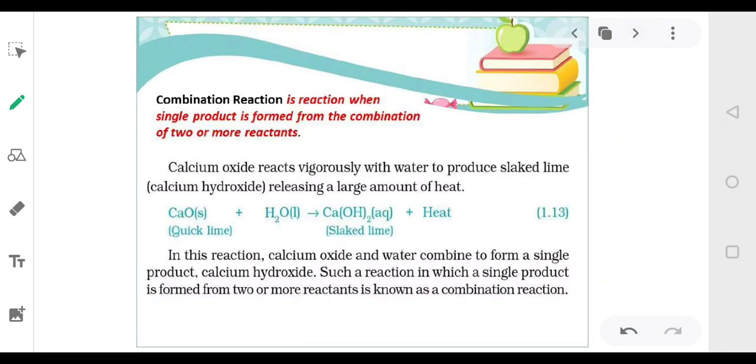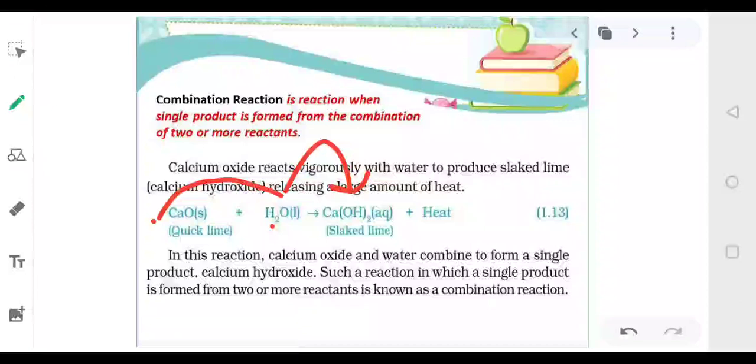Okay. Next, the first reaction which we are going to study is combination reaction. The name itself explains what combination means: the combination of reactants to form a product. Here two or more reactants react and they give a product. Calcium oxide, CaO, is also called quicklime. Here quicklime reacts with water, H2O, and a simple addition reaction takes place and we get calcium hydroxide, also known as slaked lime.